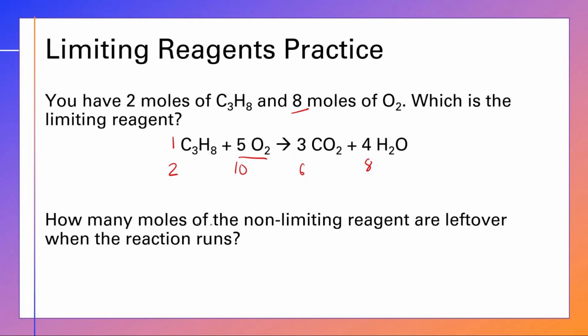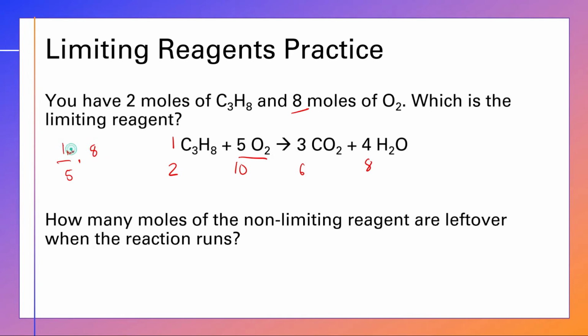The second part asks, how many moles of the non-limiting reagent are left over when the reaction runs? Now, this is a little bit trickier. Our ratio of C3H8 to O2 is 1 to 5. So for every 1 mole of C3H8, we can use 5 moles of oxygen. Now, we have 8 moles of oxygen. So we multiply this by 8.